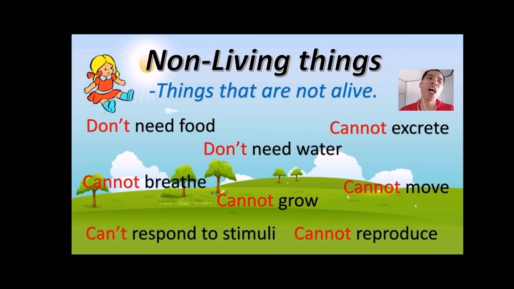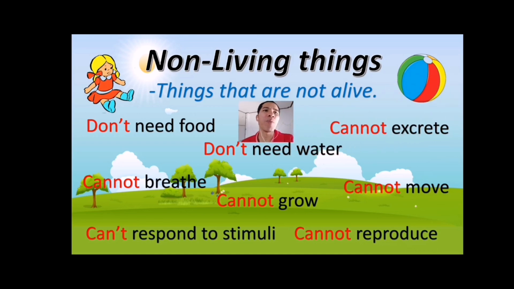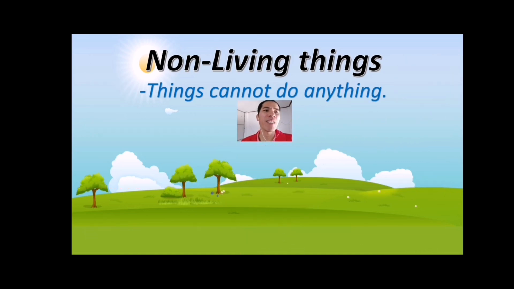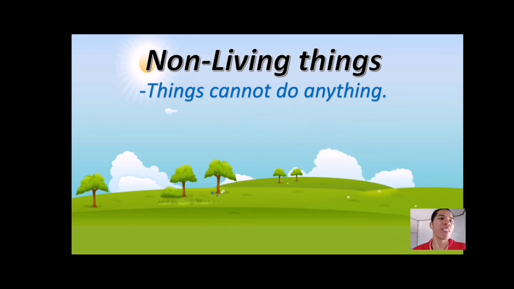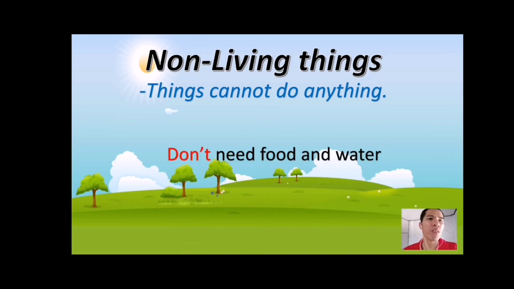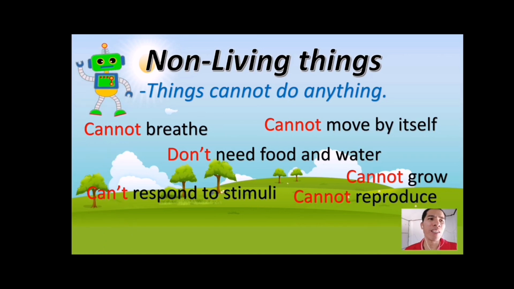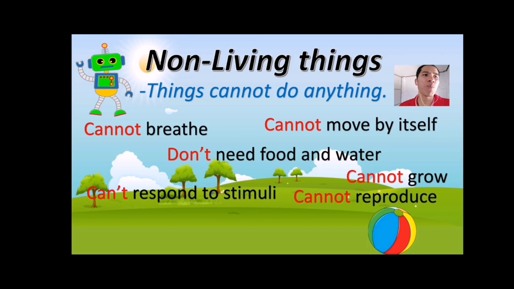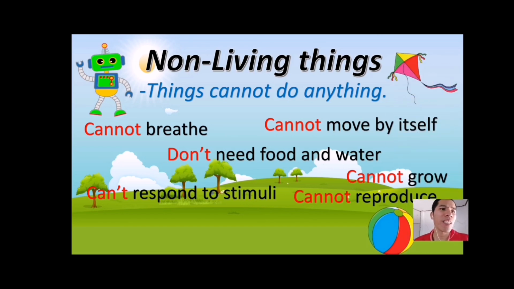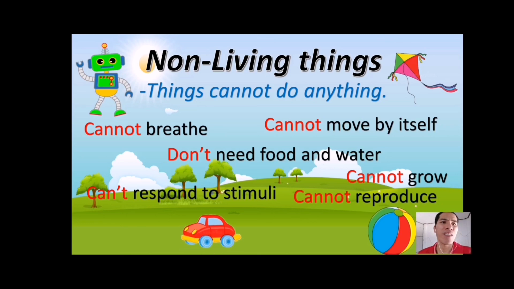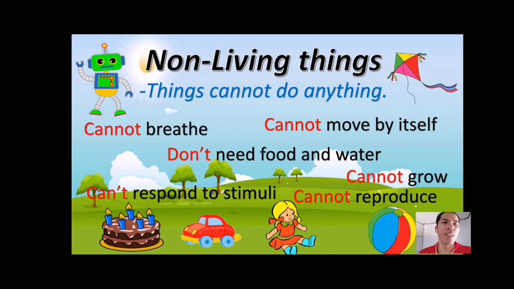Like this, doll. We have this one, ball. We have a kite. Okay? So non-living things cannot do anything. They don't need food and water. They cannot breathe. They cannot grow. They cannot move by themselves. They cannot respond to stimuli. They cannot reproduce, like robot, like this ball, like this kite, like this car, toy car, this cake, doll.